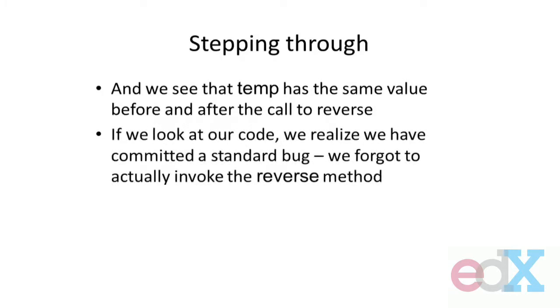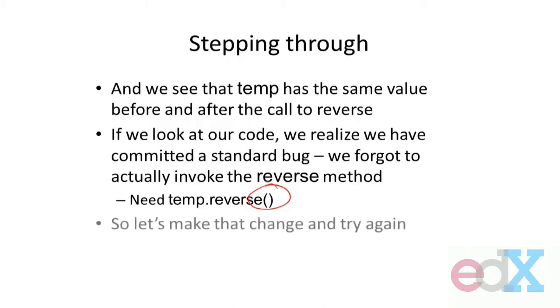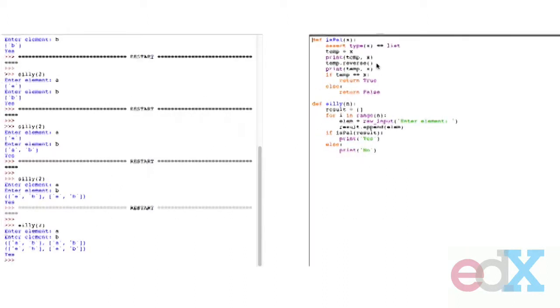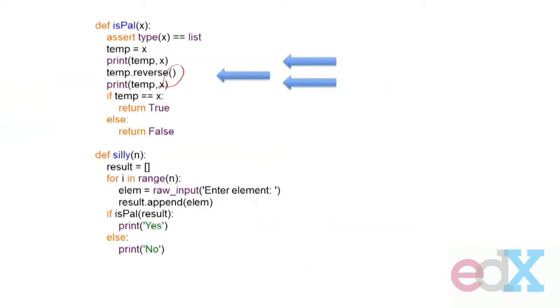And in fact, if you look at the code, you realize, yeah, I was a little brain damaged. I forgot to actually invoke the method. I simply access the method, but I need temp dot reverse and call it. Okay, that's an easy thing to fix, so let's go make that change. And I can do that. We're going to make that change right here. And now there's that change. I've made that change there.